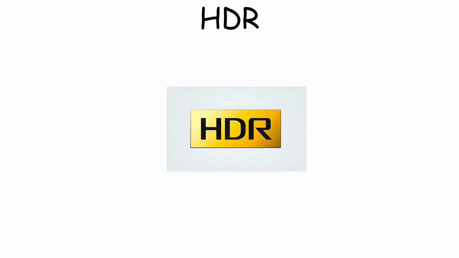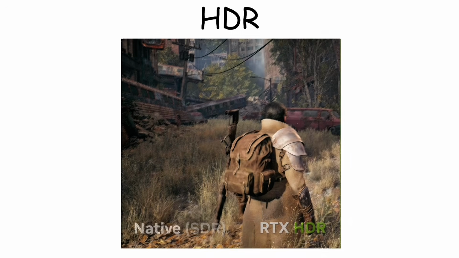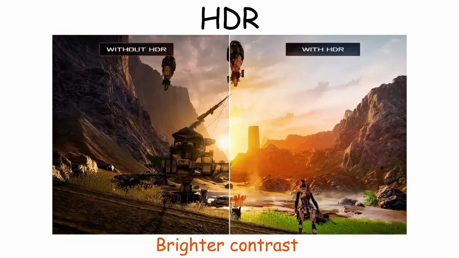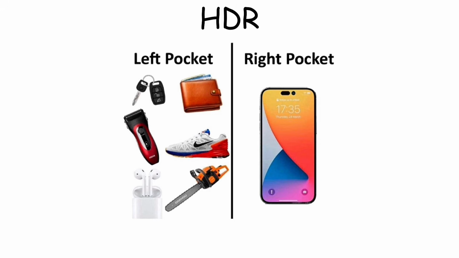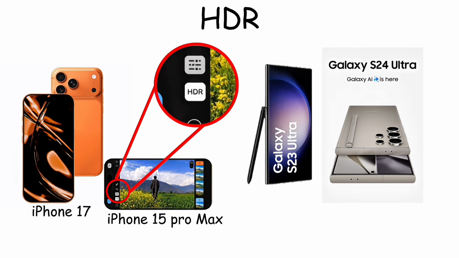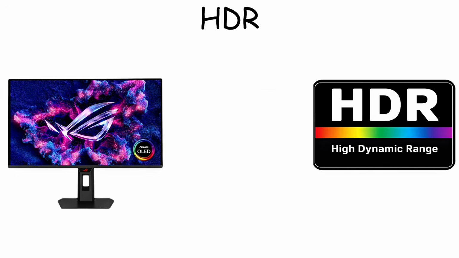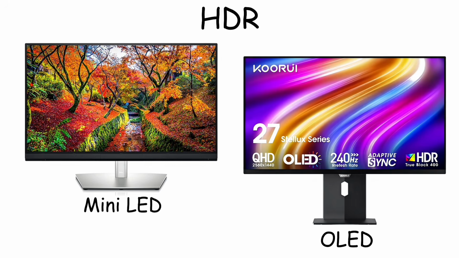HDR. HDR stands for High Dynamic Range, and it is a technique that significantly boosts your contrast, allowing your screen to show much darker darks and much brighter highlights at the exact same time. The cool thing is, you probably already have this tech in your pocket. Most modern smartphones, like the latest iPhones and Galaxy Ultras, can now record and display full HDR videos and images. However, to see this on your PC, you need a monitor that specifically supports HDR, and for the best experience, you should go for a mini LED or an OLED monitor.